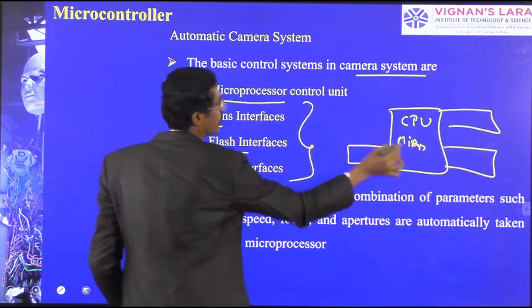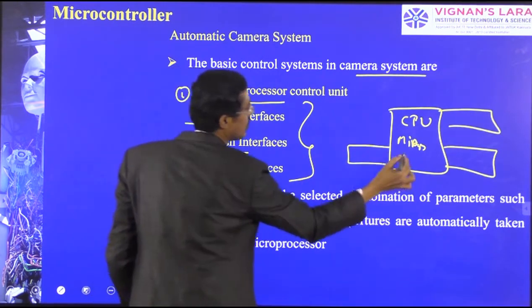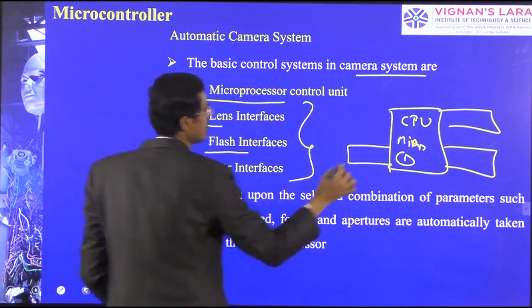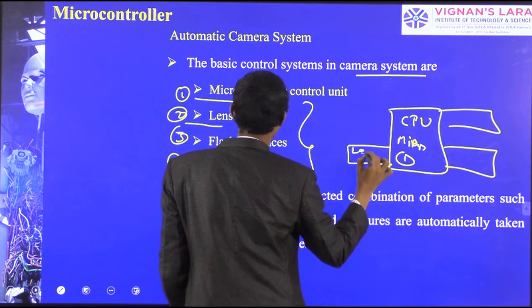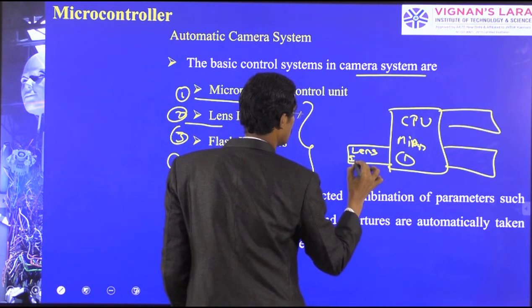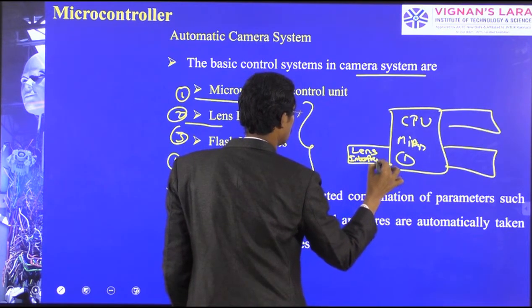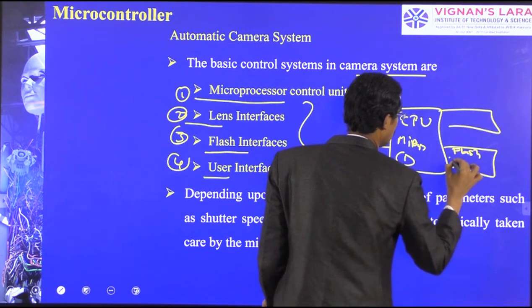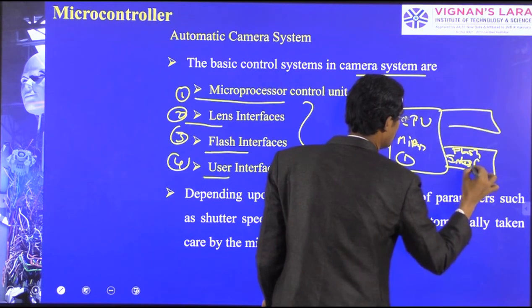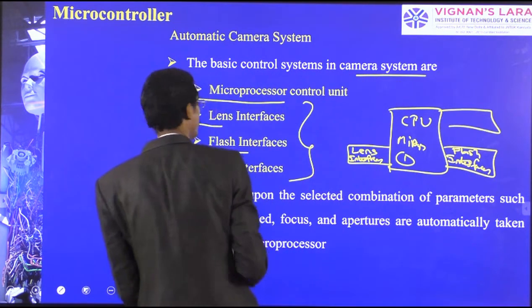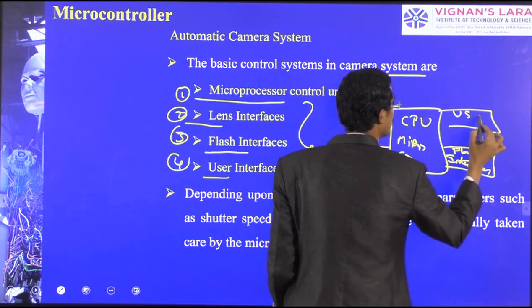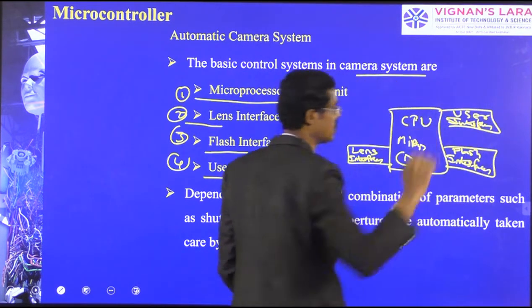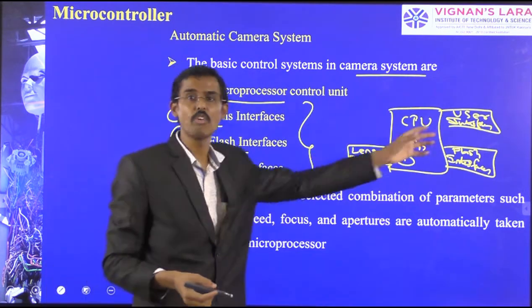Here I have written number 1 as the microprocessor, and number 2, 3, 4. Number 2 is lens interfaces, number 3 is flash interfaces, and number 4 is user interfaces. So these things are connected. These are the inputs and outputs that we are going to handle.